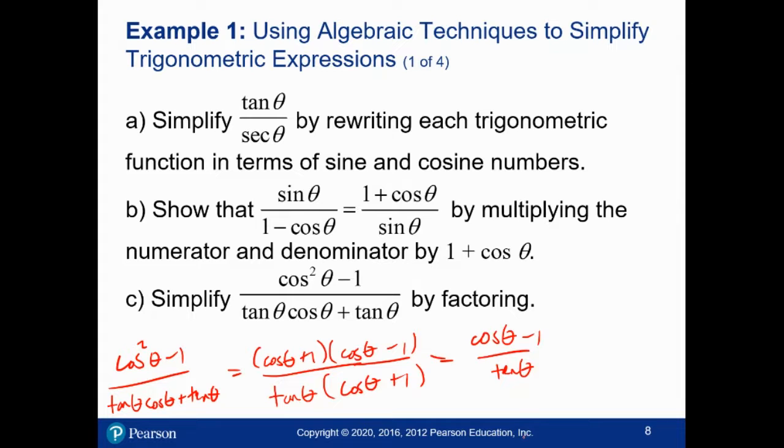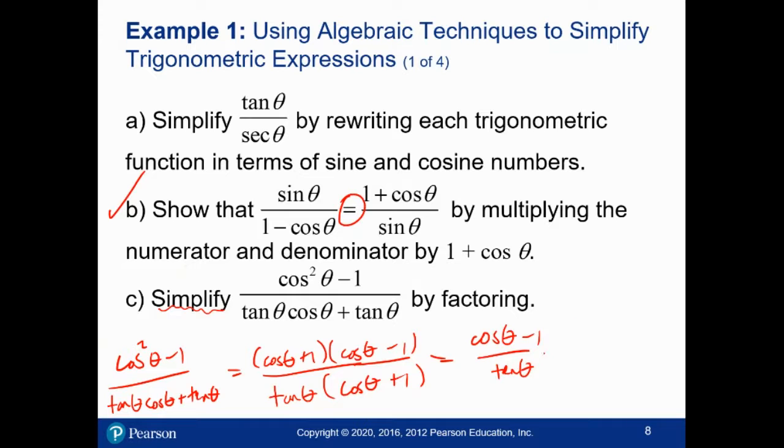It's not immediately clear if this is what the problem is asking us to stop at. Like part B, once we know these two sides were equal, we know we're done. It was a pretty clear objective. This just says simplify, and that's kind of squishy language. Is this simplified enough? I don't know.